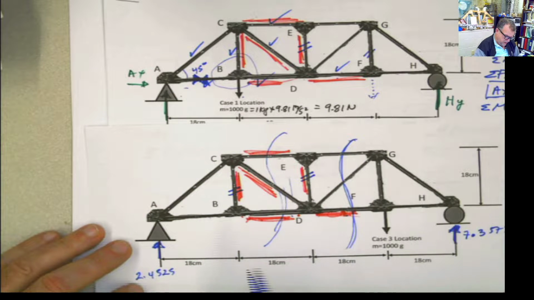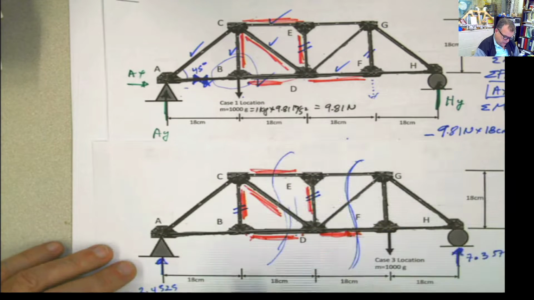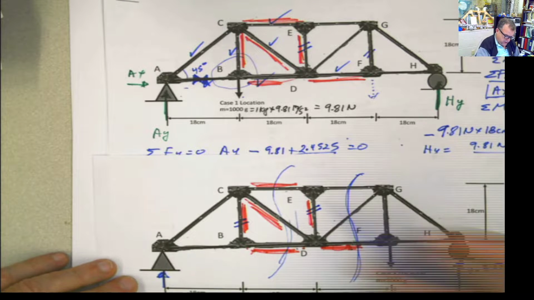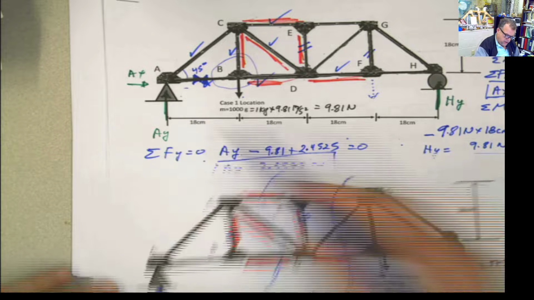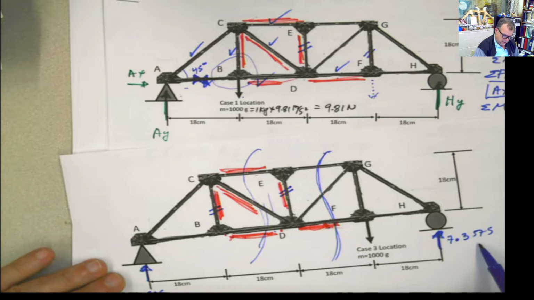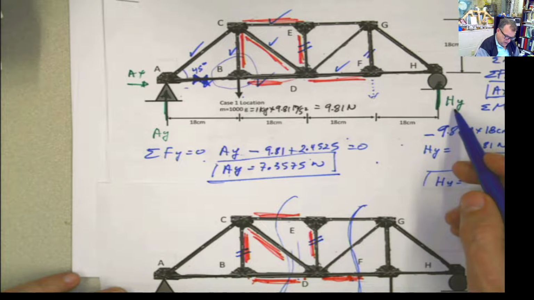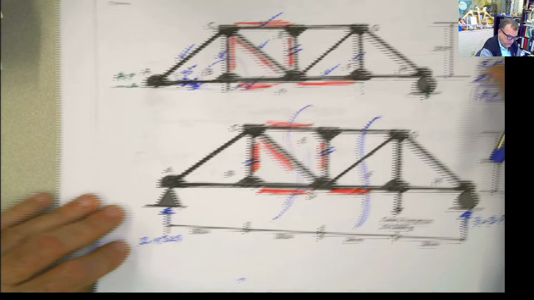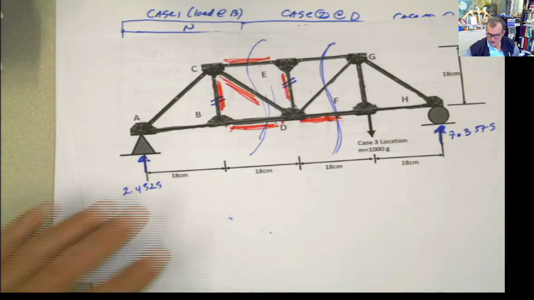you can do the analysis, or you can do the problem again. But if you know that, you can say, oh, the reaction here, AY, was 7.3575, then this is the reaction now, and the reaction here, HY, was 2.4525. So this is the reaction now, and you use that to your advantage.